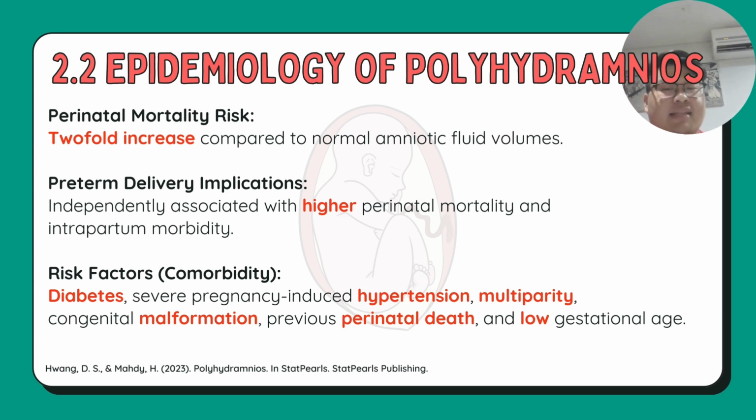And the last one is risk factors, especially comorbidity. The most common comorbidities of this disease are diabetes, hypertension, especially severe pregnancy-induced, multiparity, congenital malformation, previous perinatal death, and low gestational age.